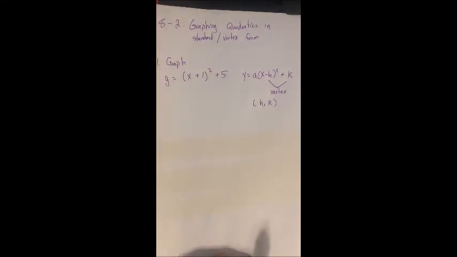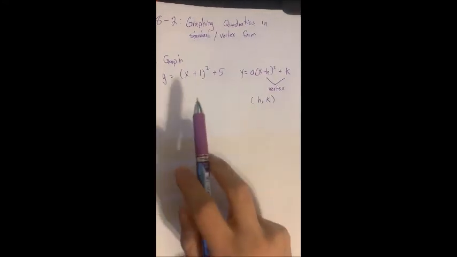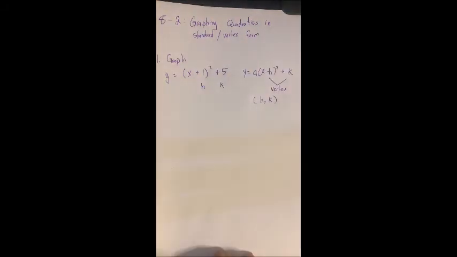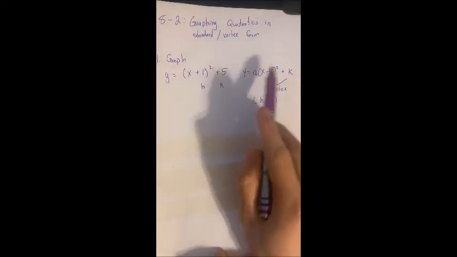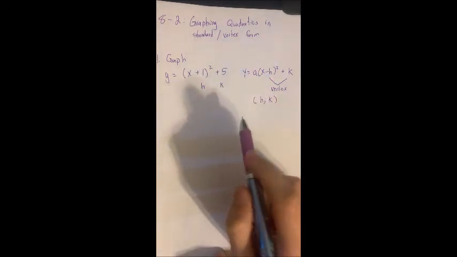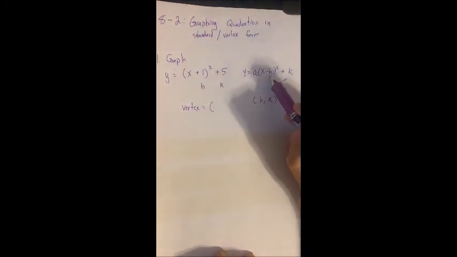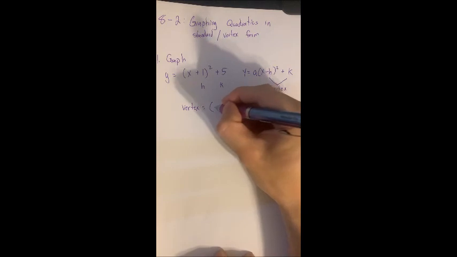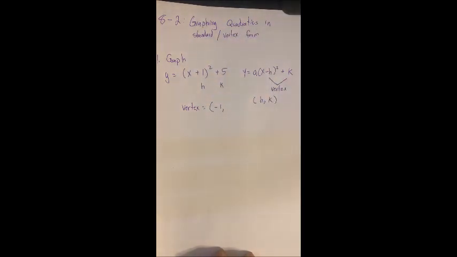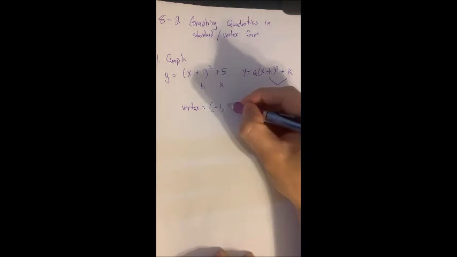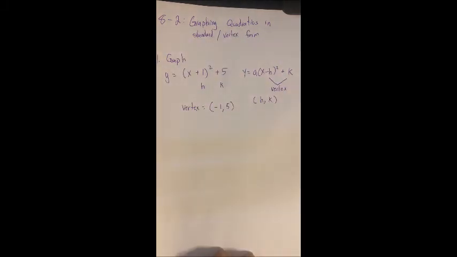All right, so let's go ahead and find the vertex of this equation here. This would be our h, and this would be our k. If we compare it to our vertex form, here we have a minus h, and our h is positive, so it's going to be a negative here for the x coordinate. And the k is going to be the same sign. So this is the vertex here.